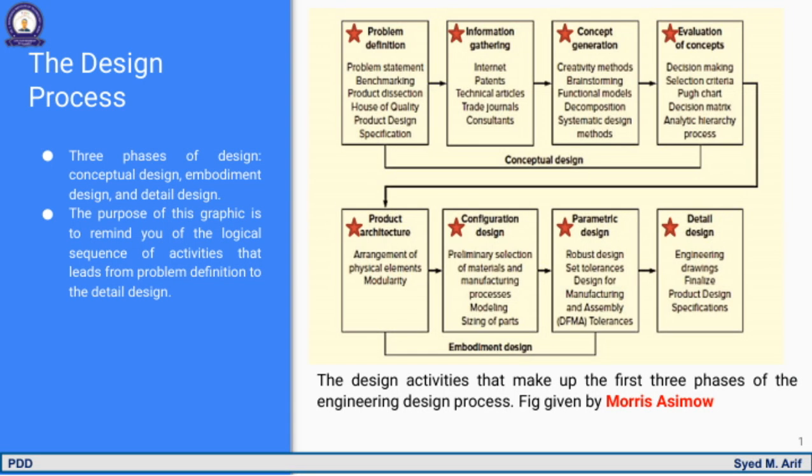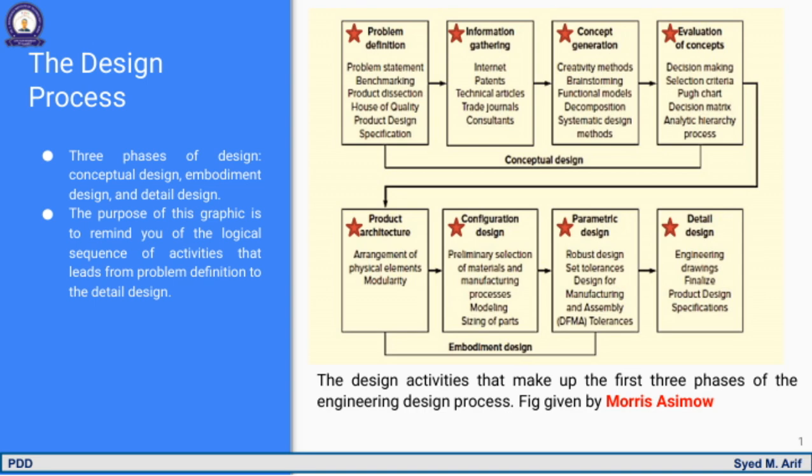I'm excited to kick off this presentation on the design activities that make up the first 3 phases of the engineering design process. The slide you're seeing now, credited to Morris Asimo, highlights the 3 key phases: conceptual design, embodiment design, and detail design. The purpose of this graphic is to serve as a reminder of the logical sequence of activities that take us from defining the problem all the way through to detailed design. Over the course of this presentation, we'll explore each of these phases in detail, understanding how they connect and guide us through the engineering design journey.